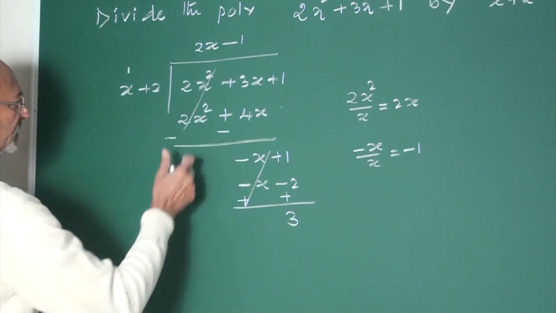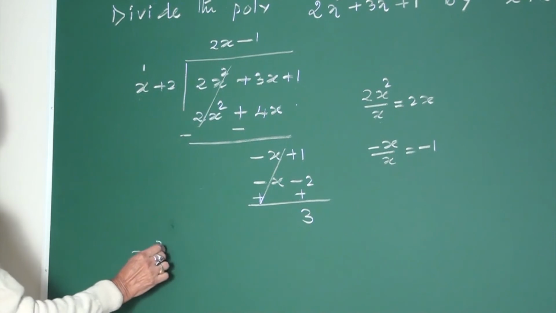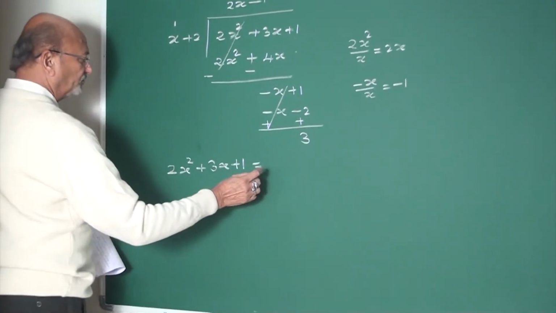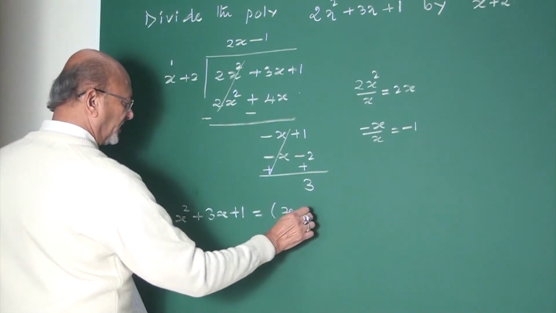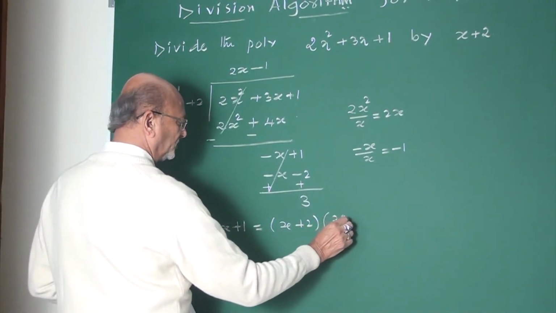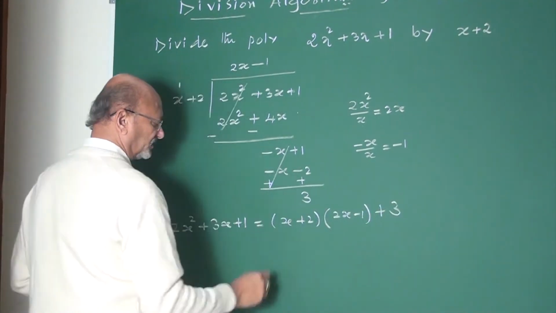You can write it as what? Dividend 2x squared plus 3x plus 1 equal to divisor x plus 2 into quotient. What is the quotient? It is 2x minus 1, plus remainder. The remainder is 3 here, my friends.